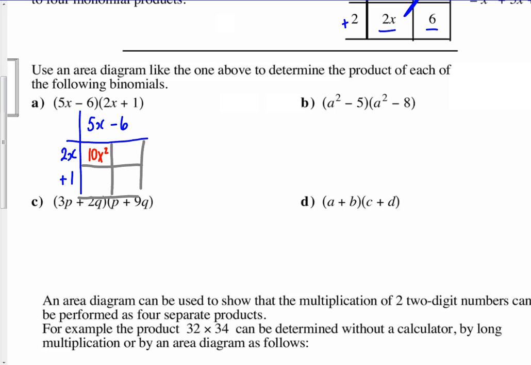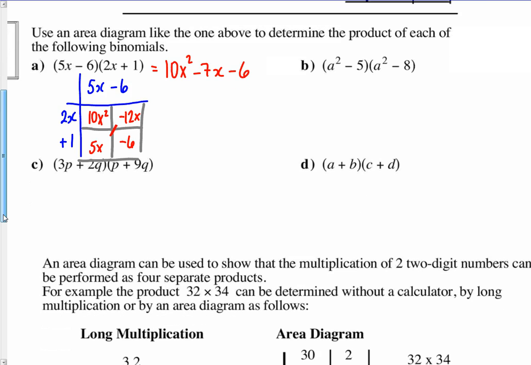Negative 6 times 2x, negative 12x. 5x times 1, 5x, and then negative 6 times 1, negative 6. And so adding the like terms, which are often on the diagonal, we're left with 10x squared, negative 12 plus 5, negative 7x minus 6. Easy? No?